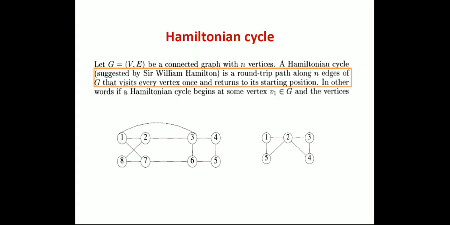If we are given a graph with a set of vertices represented as V and a set of edges represented as E, and we consider it to be a connected graph with n vertices in it, then a Hamiltonian cycle is a round trip path along n edges of G that visits every vertex exactly once and returns to its starting point.